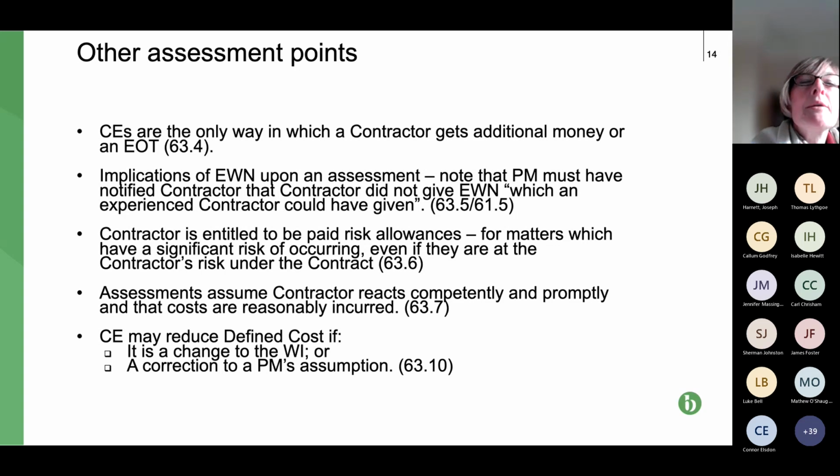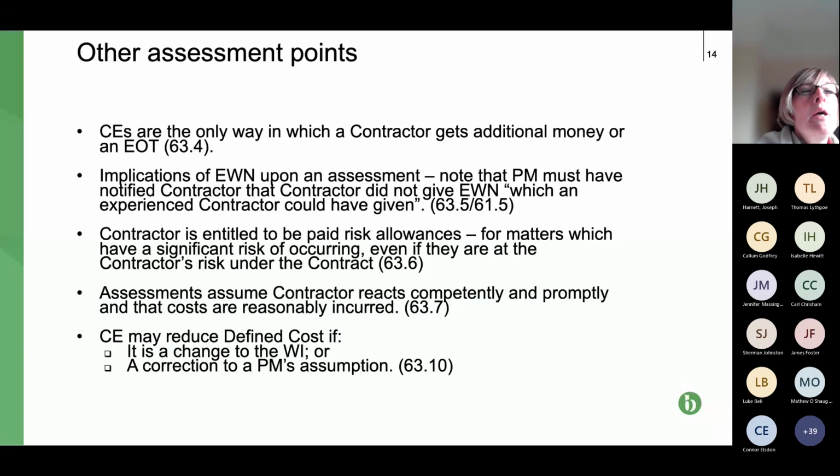And you're only allowed to include risk allowances which have a significant risk of occurring, and you can claim them. So even if ground conditions might be the contractor's risk under the contract, with a CE it's different because that's all extra. So include those risks.